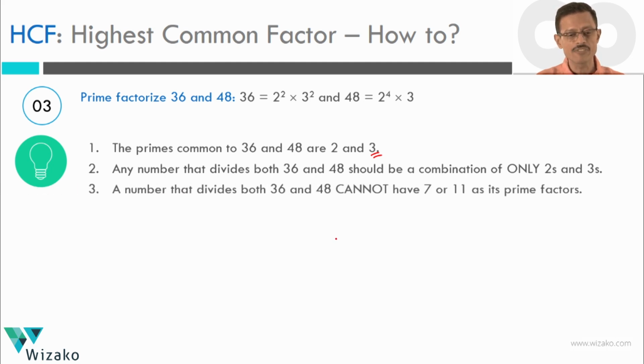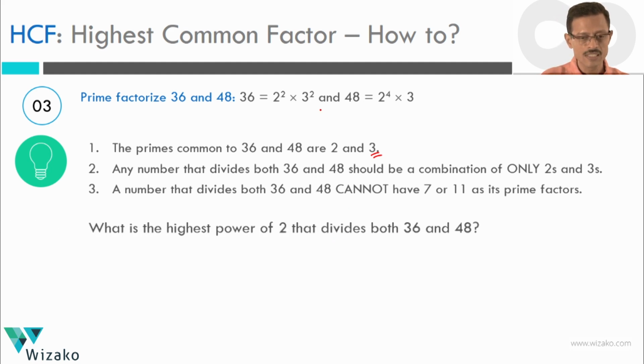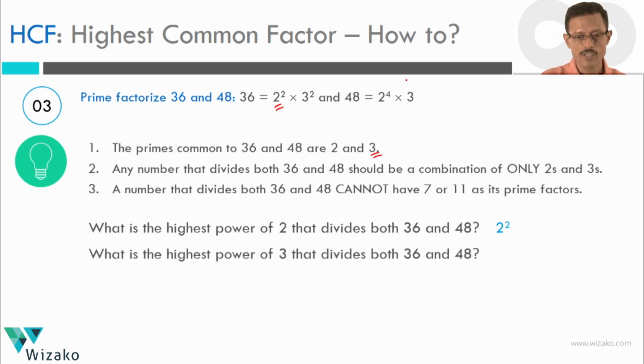Now to find the HCF, we need to find the highest power of 2 that can divide both these numbers. That's going to be 2 square. Similarly, we'll have to pick out the highest power of 3 that can divide both these numbers. That's going to be 3 power 1. So the HCF of both these numbers is basically 2 square into 3 power 1, which is equal to 12.